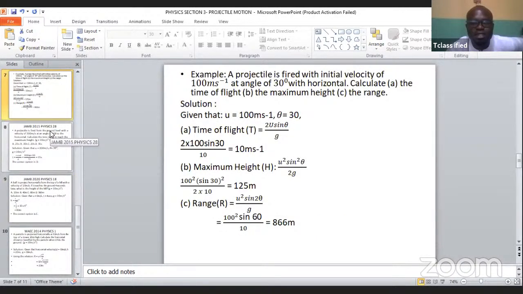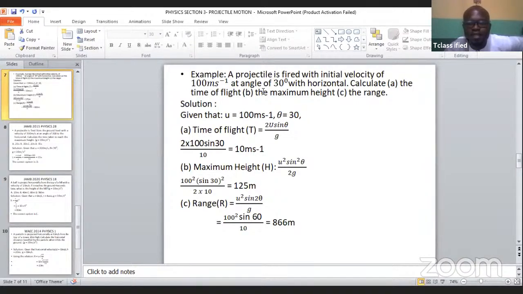So let's take an example. A projectile is fired with initial velocity of 100 meters per second at an angle of 30 degrees with the horizontal. Calculate A, the time of flight, B, the maximum height, and C, the range. Can we articulate this? It's not a difficult question, is it? The formulas are just given.